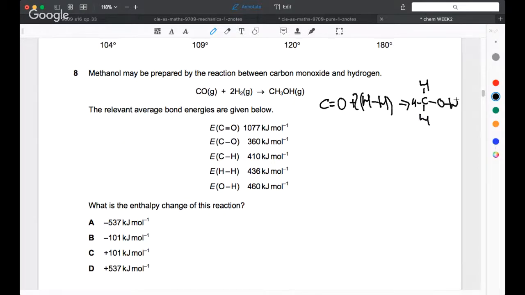So the first step is to draw the structures and to find which bonds have been formed and which bonds have been broken. So which bonds have been formed in.